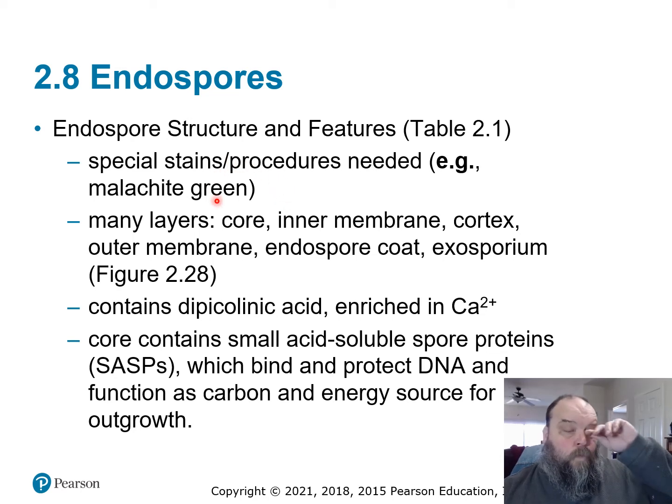Well, we can utilize this as one of the key things we can use to determine bacterial genus, bacterial species. There are special stains to look for the presence of these endospores. We now know that the spore itself is actually a very complex thing. There are multiple layers: a core, an inner membrane, a cortex, an outer membrane, a spore coat, and an exosporium.